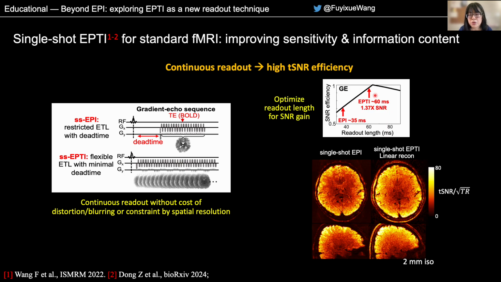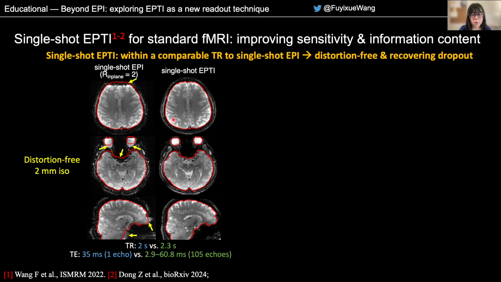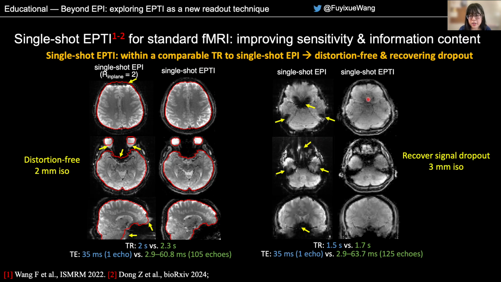This means that we can use an optimized readout length for better noise averaging and for SNR efficiency gain, as shown here. And now, with the single-shot acquisition, we can achieve comparable TR to single-shot EPI while achieving distortion-free imaging and recovering signal dropout by taking advantage of the early echo information.